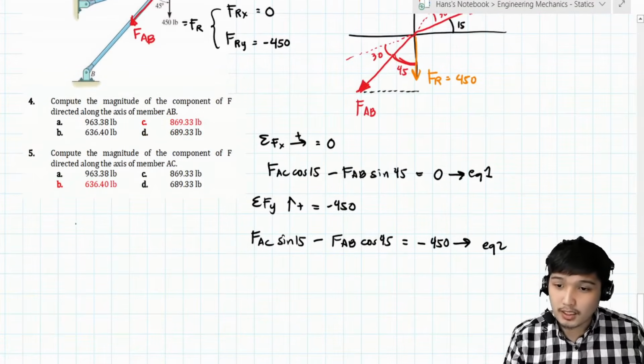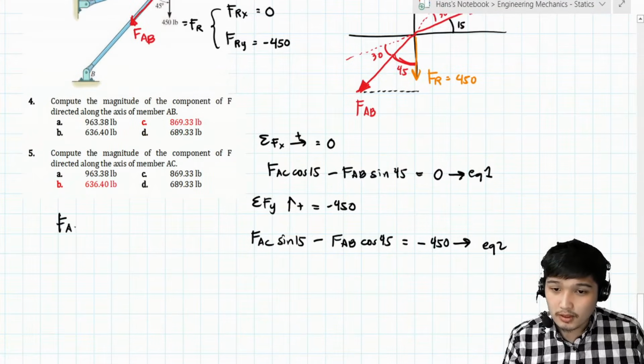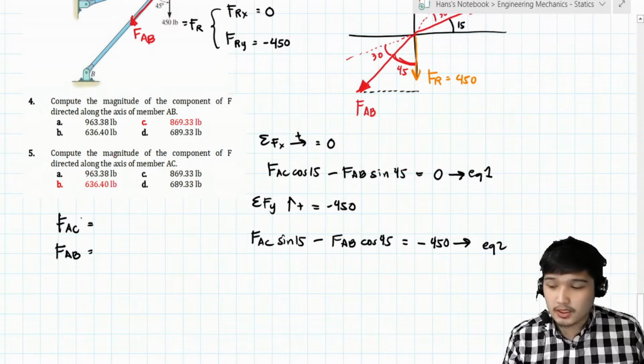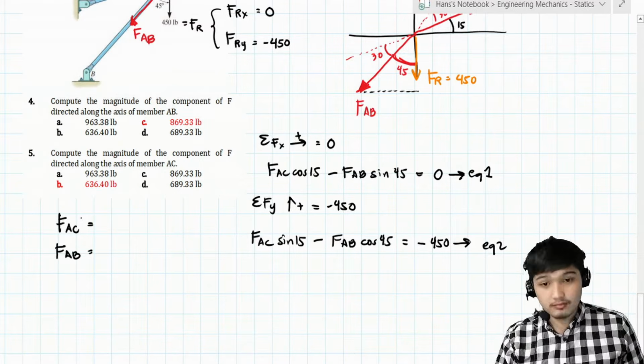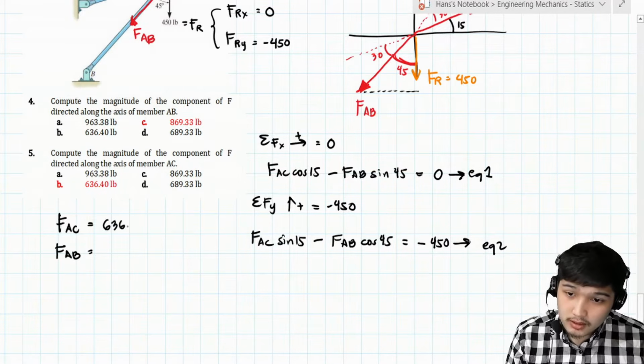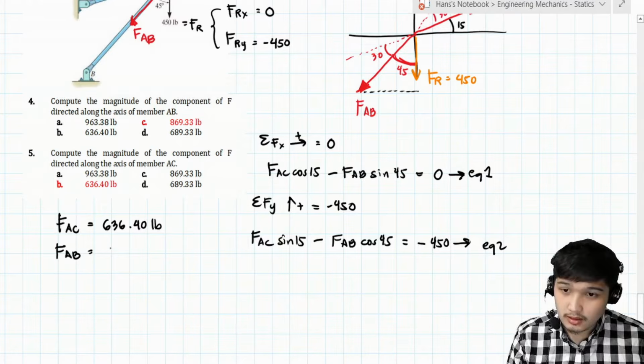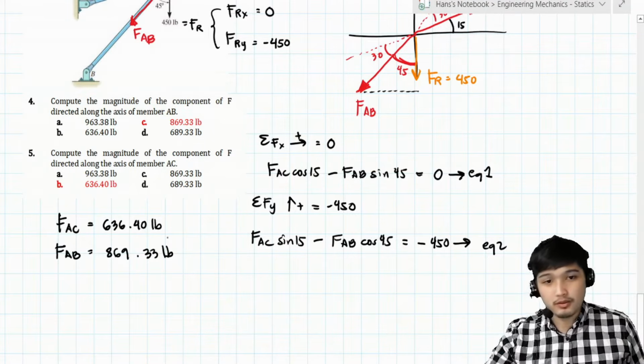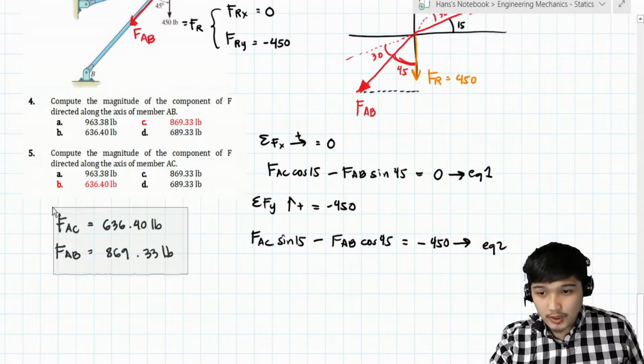Hindi ko napapakita. Solve for FAC and FAB. Ilan yan class? Okay, FAC equals 636.396 or 640. So unit is pounds, and next is 869.33 pounds. So both are positive, so therefore correct assumed direction.